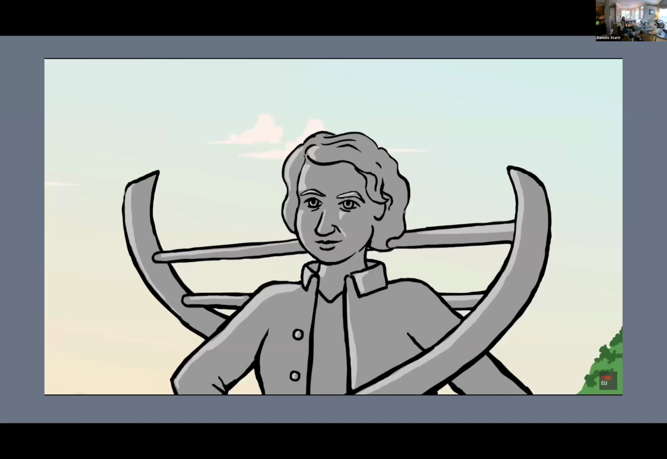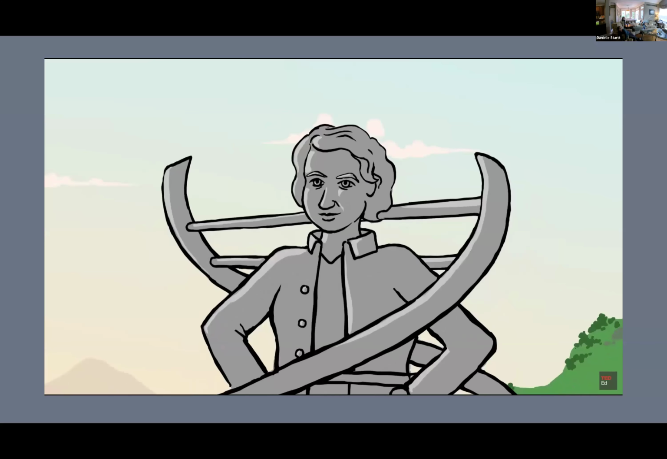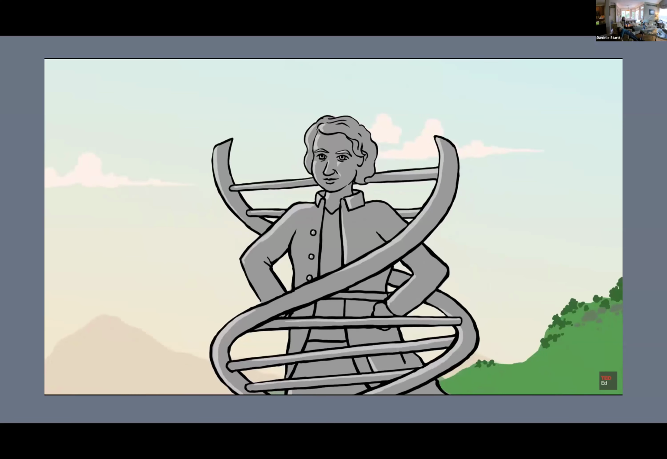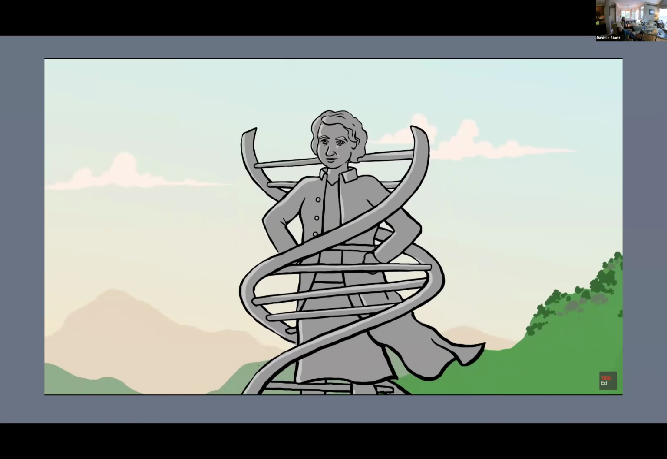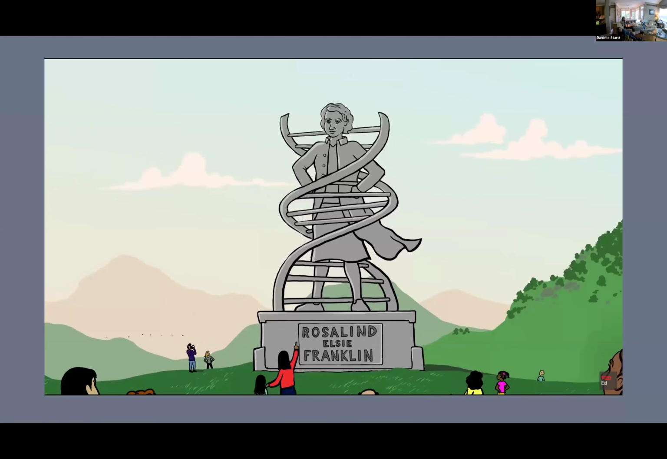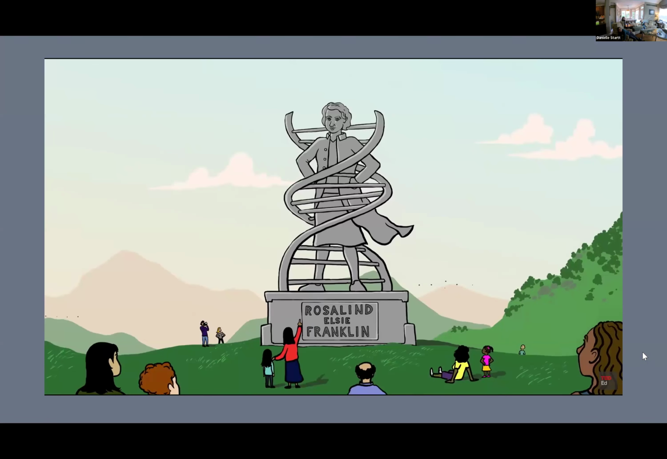It's time to tell the story of a brave woman who fought sexism in science and whose work revolutionized medicine, biology, and agriculture. It's time to honor Rosalind Elsie Franklin, the unsung mother of the double helix.